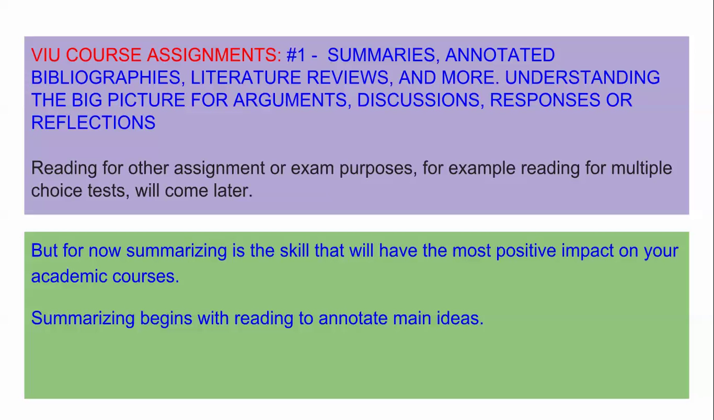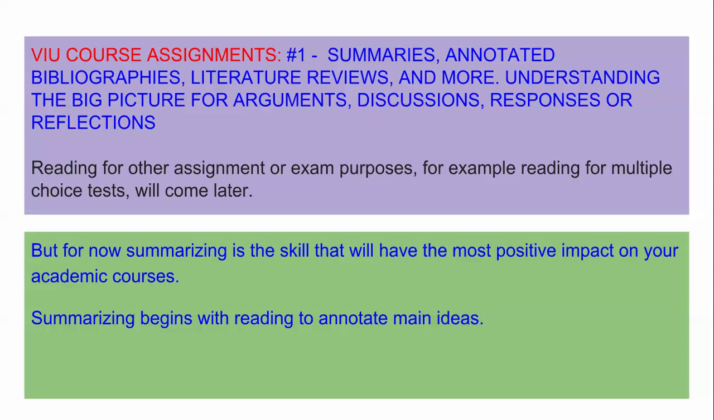Like I was saying before, we were in the Writing Center and other places in the university looking at the assignments students were getting. It seemed the number 1 assignment involved summarizing. It might be an annotated bibliography, a literature review, it could even be executive briefs. It comes under many different names. But the problem here is that students have a hard time understanding the big picture for arguments, discussions, responses, or reflections. And this workshop at the end of part 2 will help you start to get this big picture from your assignments.